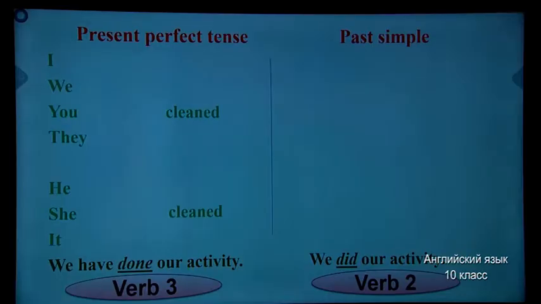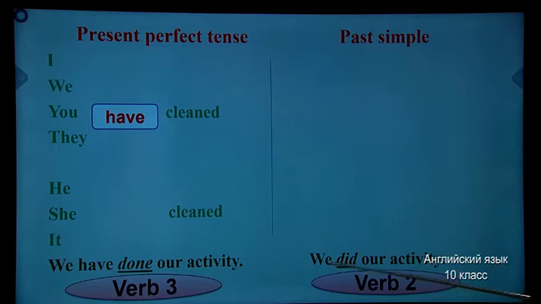So, dears, today we have to talk about differences between present perfect tense and past simple. Because in your next activity, you have to make up sentences in present perfect tense. In present perfect tense, we have two auxiliary verbs. Have for I, we, you, they. I have cleaned, like this. And has for third person singular. She has cleaned. Another example. We have done our activity.